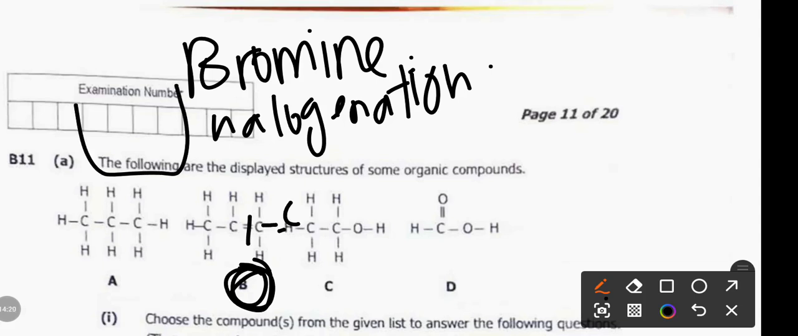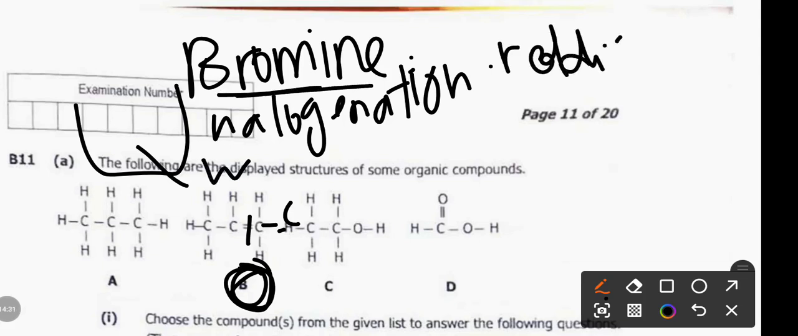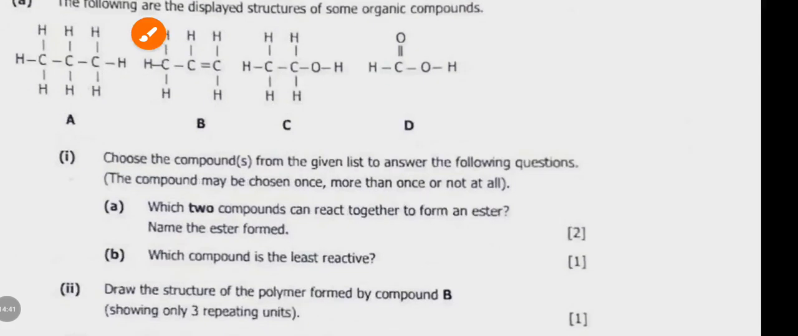We are told that it is bromine water, right? So the water loses the bromine. Once it loses the bromine, which is reddish brown in color, the water will become decolorized. So here, the organic compound that does this is option B.